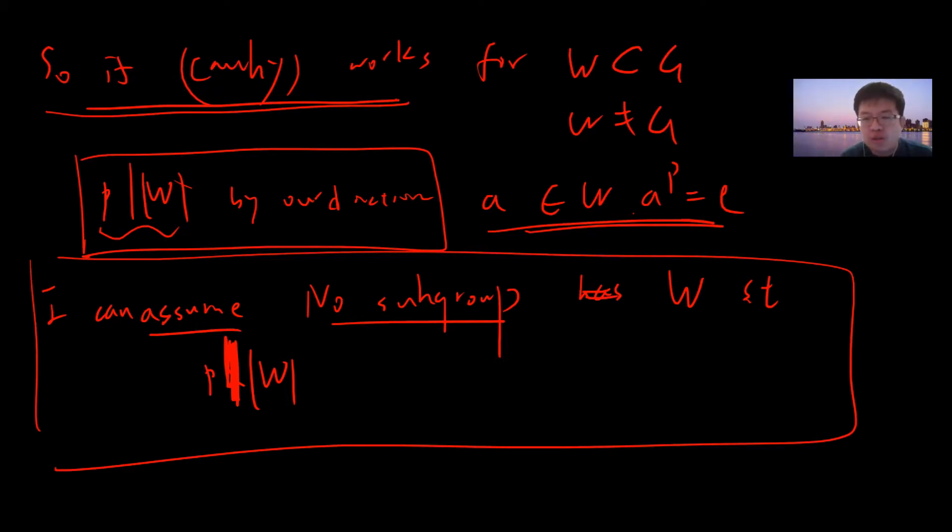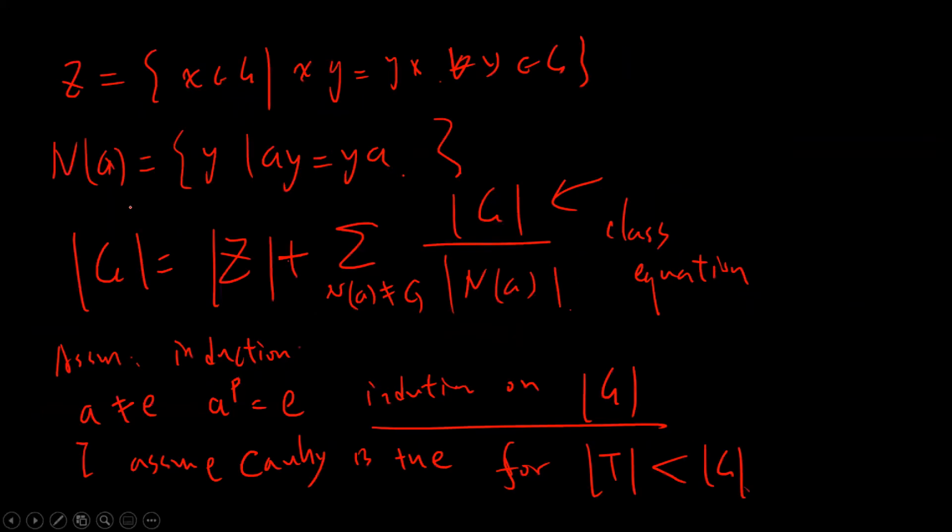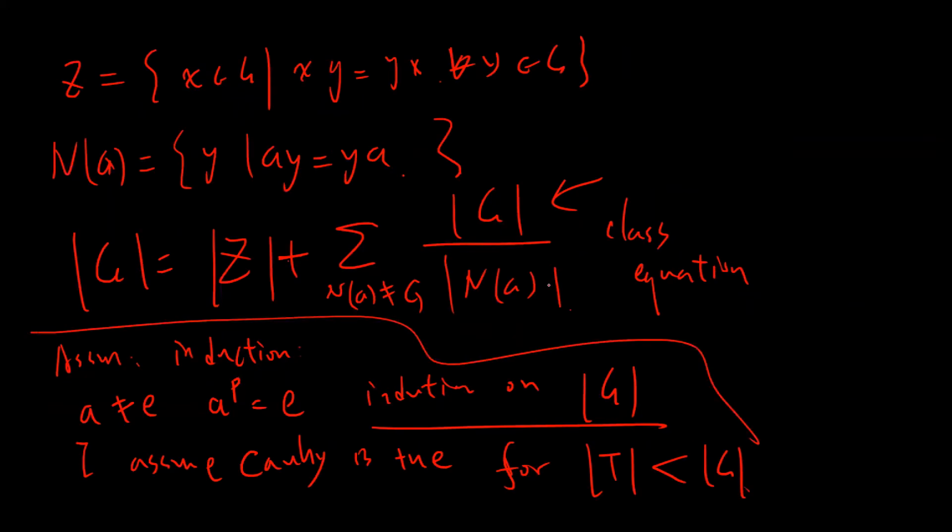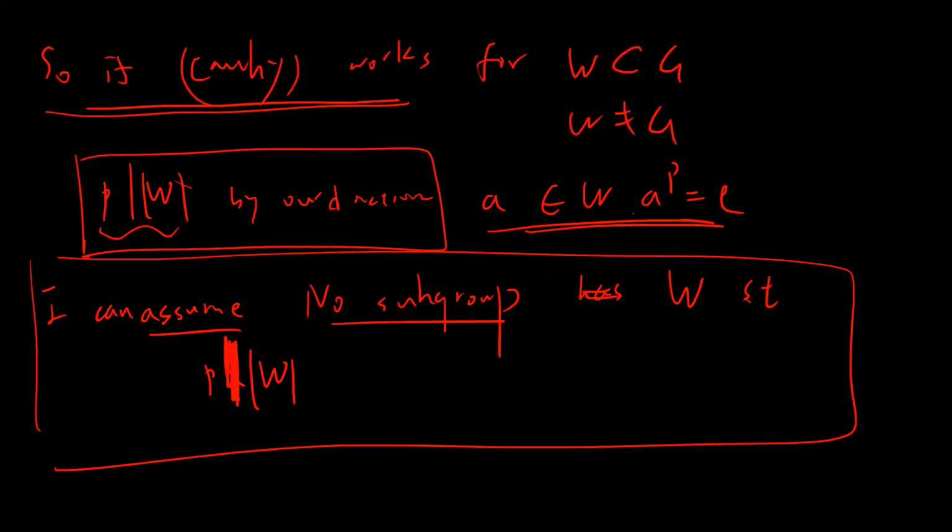Let me say again. If I want to prove Cauchy's theorem is true, I do an induction. If I find some subgroup whose order P divides, then by our induction we get an answer. So if the theorem is false, there is no such proper subgroup whose order P divides. This is our assumption.